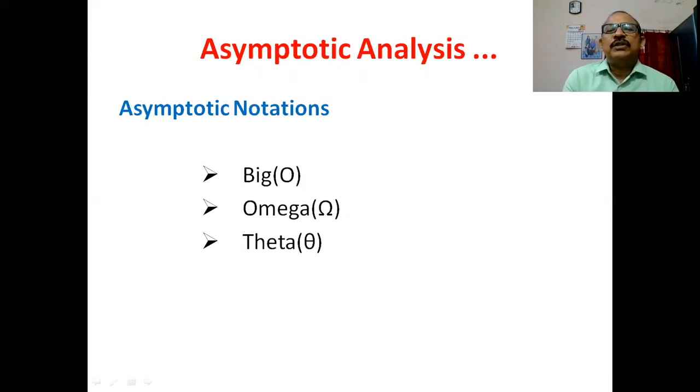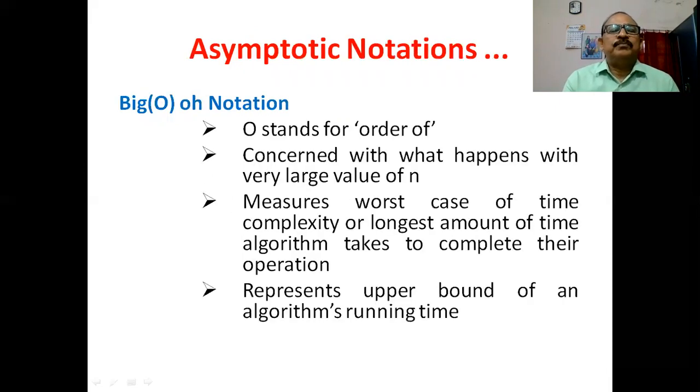Next is the asymptotic notation. There are three types of asymptotic notations: big O notation, omega notation, and theta notation. Let us see one by one.